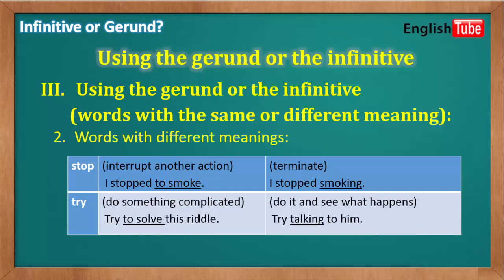And number 2, I stopped smoking. It means to terminate. It means that James, for instance, used to be a heavy smoker, and so on. Then he stopped smoking. He no longer smokes. So smoking in the gerund form means terminate, or give up. Great. Let's move on to the last example.